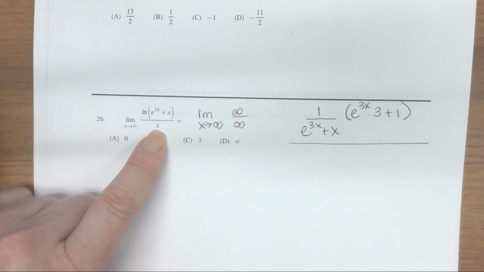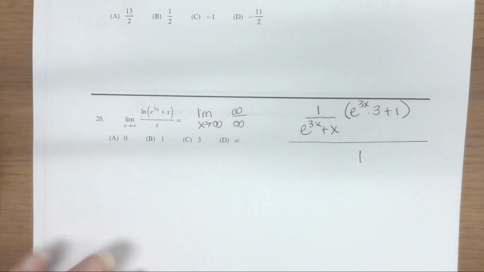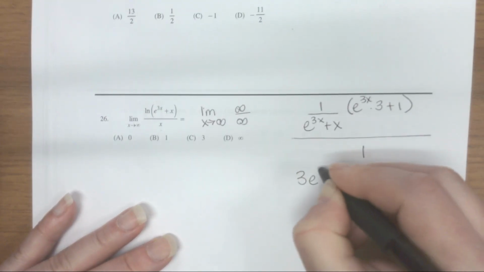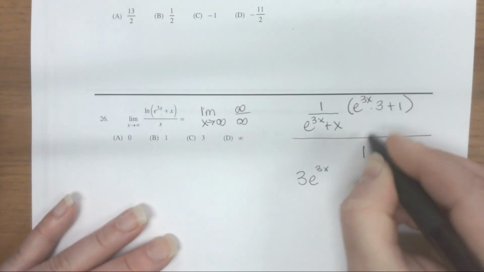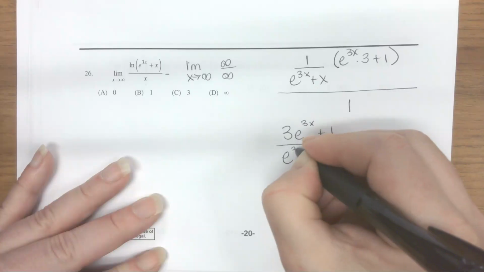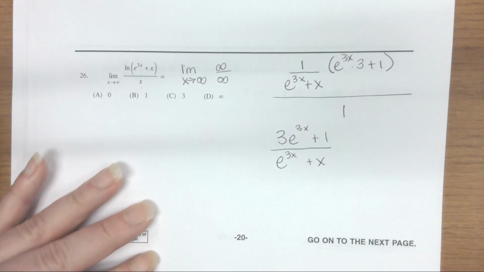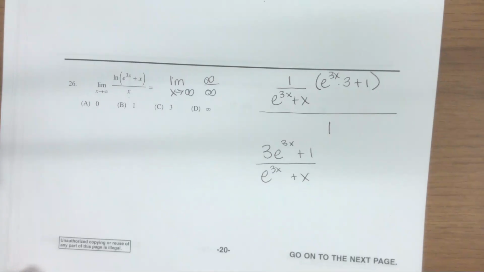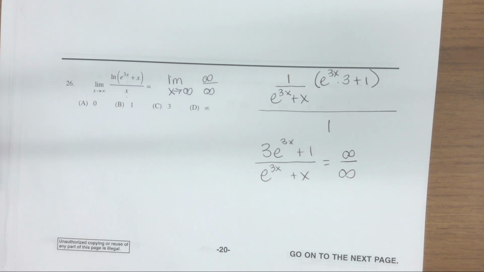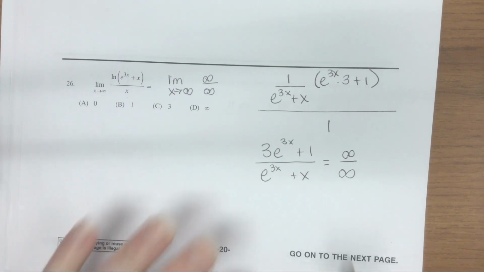Okay, so let's simplify this. On top, I have 3e to the 3x plus 1. And on the bottom, now I have e to the 3x plus x. If you put infinity in, you're still getting infinity over infinity, right? These are both still growing. Let's do it again. What do you get on the top?